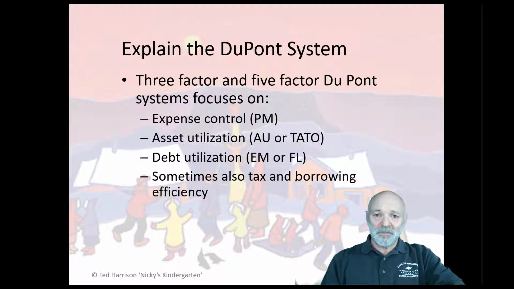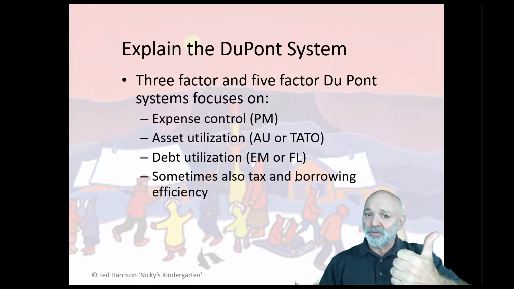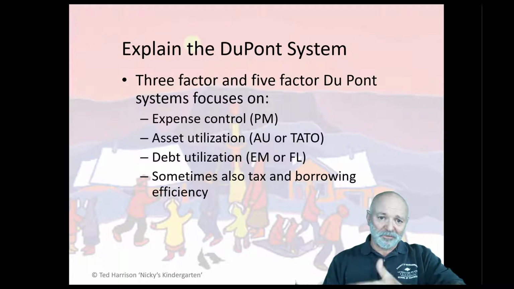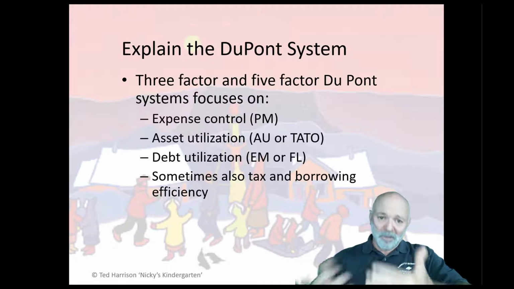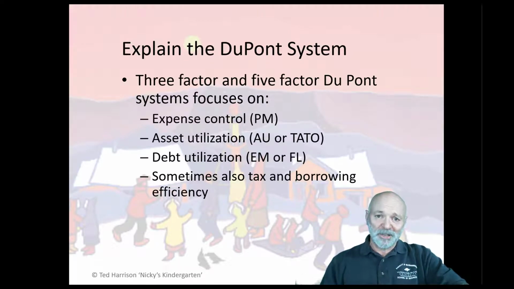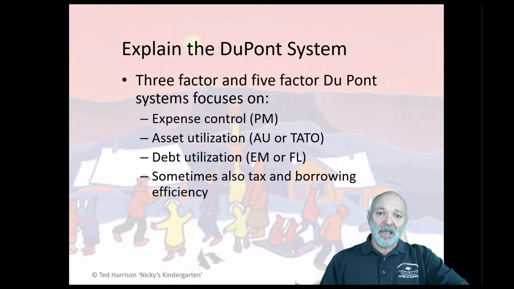The DuPont system can be described as a 2-factor, a 3-factor, a 5-factor model. In a 2-factor model, we very simply look at the rate of return on assets and leverage, the financial leverage in the company. A 3-factor model, we look at things like the profit margin, or how well the company is controlling its expenses, asset utilization, or total asset turnover, TATO, you might hear it. And we also look at the use of debt, equity multiplier, or financial leverage. In the 5-factor model, we also include the interest burden and the tax burden.